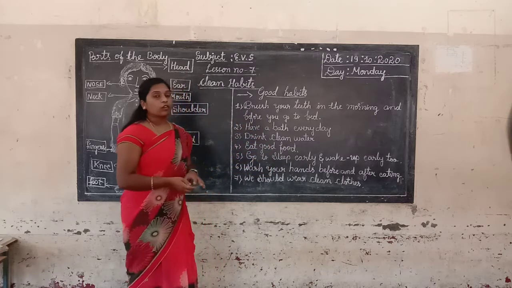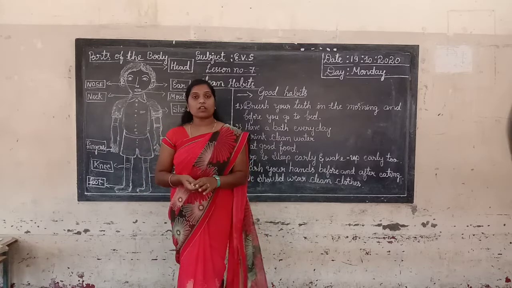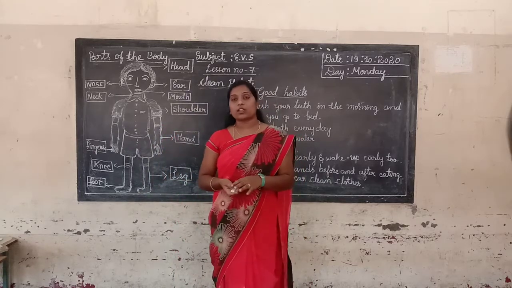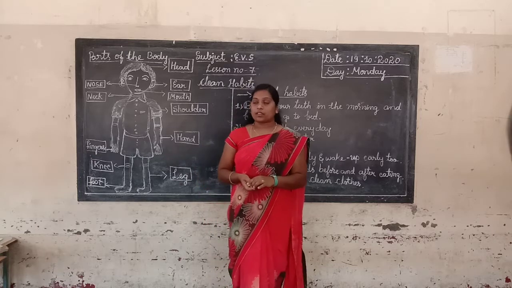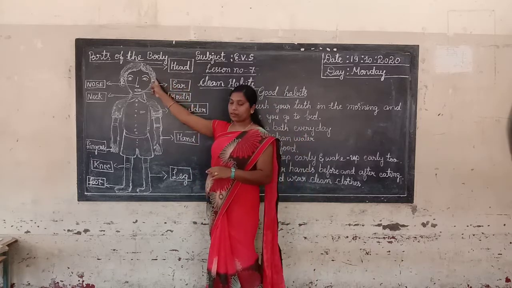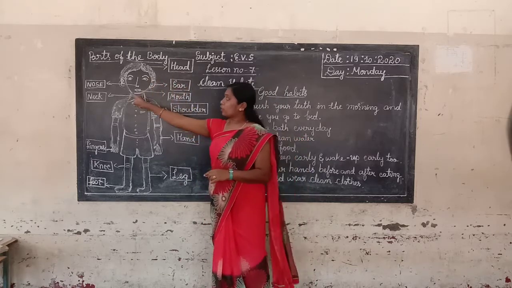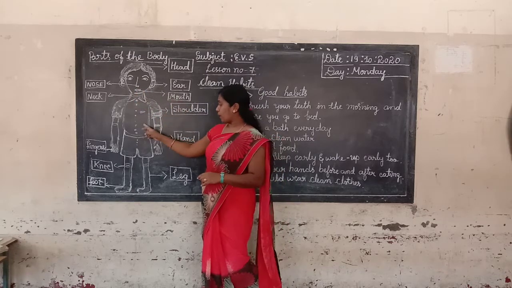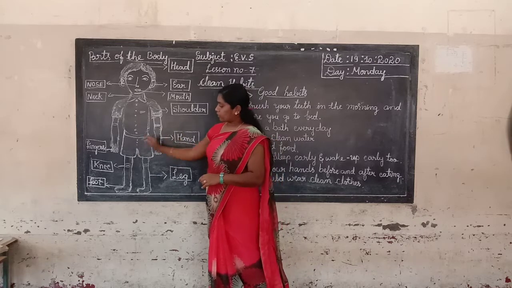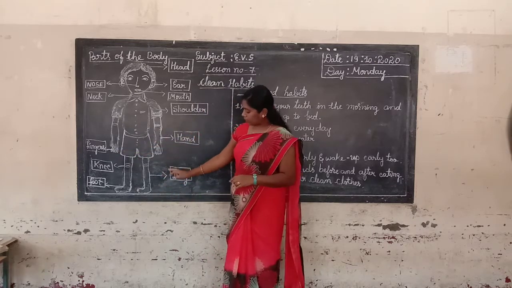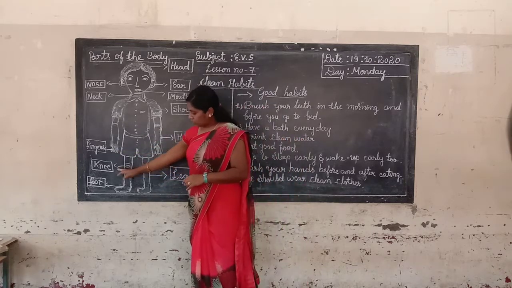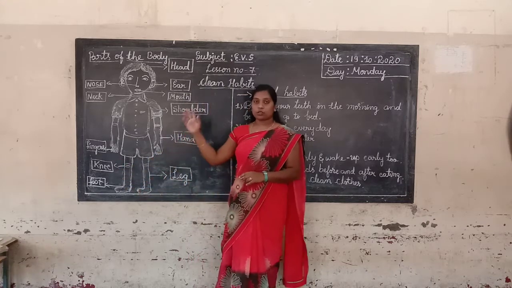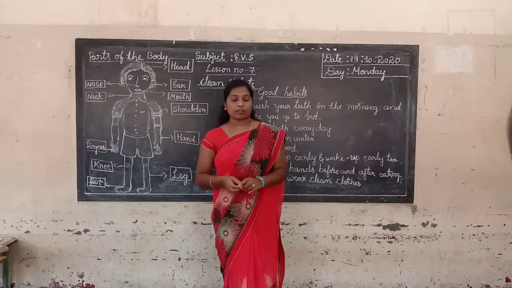Okay, next we will learn parts of the body. Tell me, what are the parts of the body? Yes, head, ear, nose, mouth, shoulder, stomach, hand, fingers and leg. Yes, knee, then foot, toes. So these are the parts of the body.